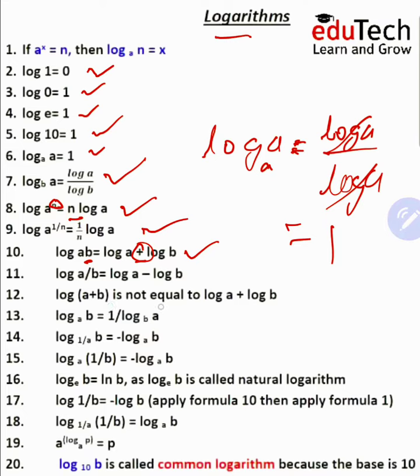12th one, log ab is not equal to log a plus log b. It will not be equal to this. 13th one, log b to the base a equals 1 upon log a to the base b.